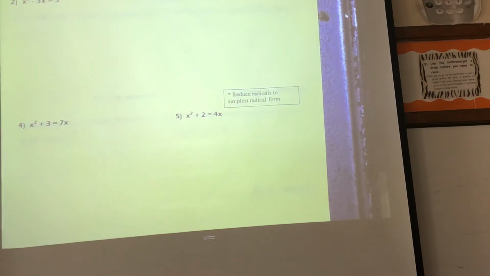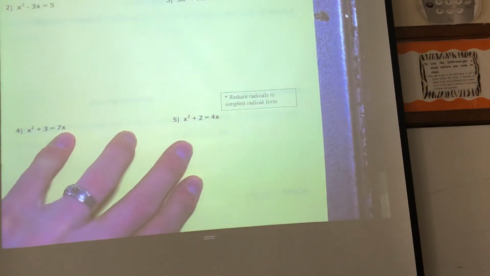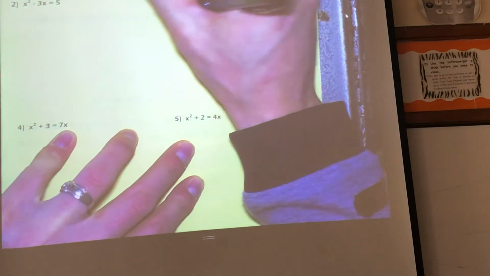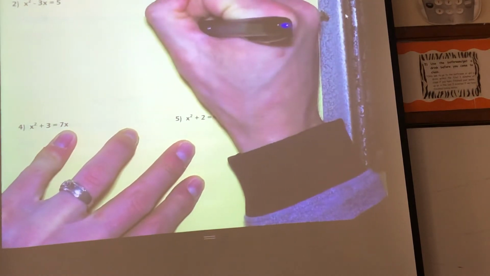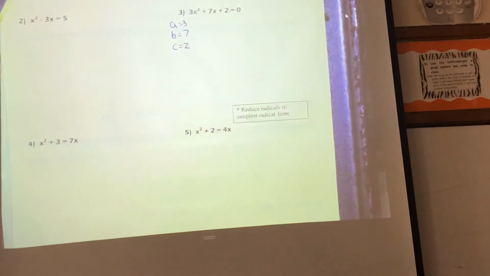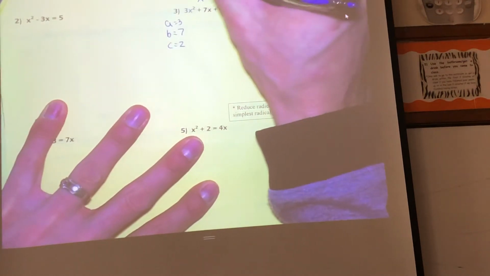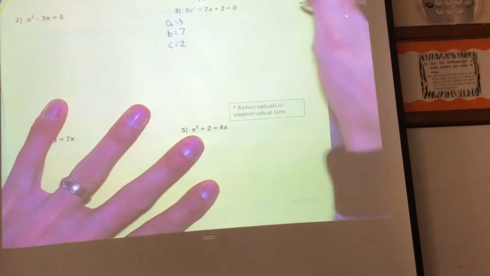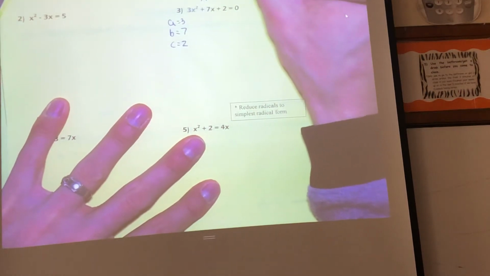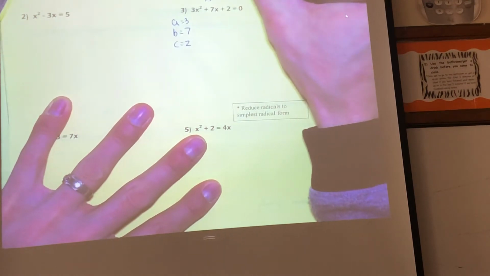They'll terminate or repeat. This is already in standard form, so the next thing I'm going to do is state my A, B, and C values. So A is equal to 3, B is equal to 7, and C is equal to 2. Now, you may want to write your quadratic formula at the top, just so you don't have to keep flipping back. So x is equal to negative b plus or minus the square root of b squared minus 4 times a times c all over 2a.